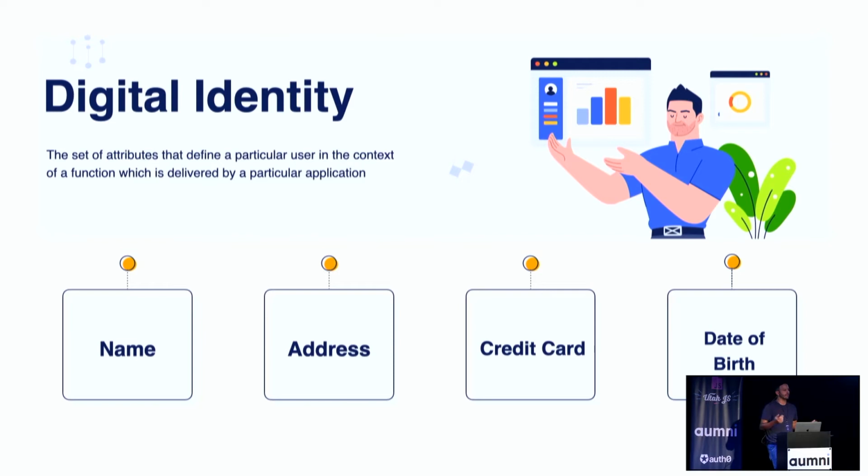So think about Amazon or any kind of e-commerce site. You're probably going to give your name, email, credit card information if that's being saved on file, your date of birth, that kind of stuff. Each one of those attributes that you add to that application makes up your specific user's digital identity.